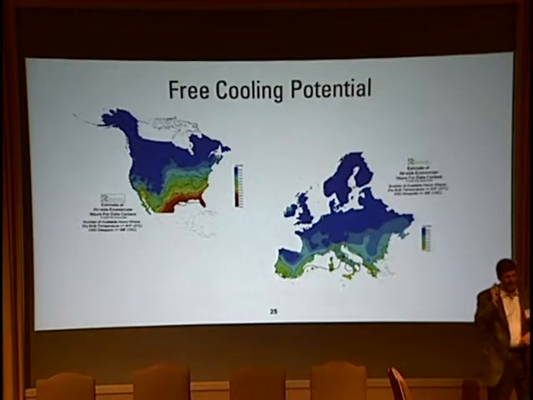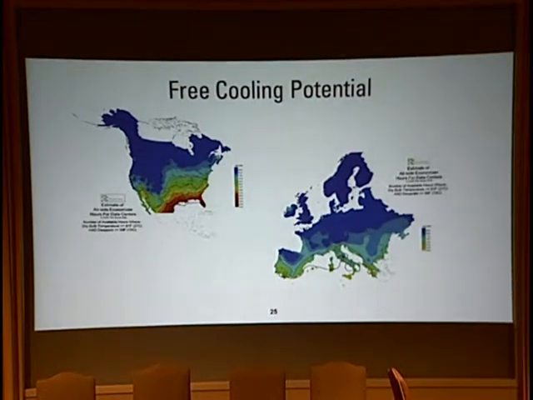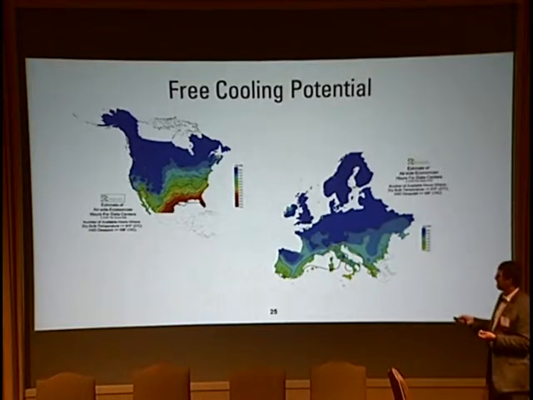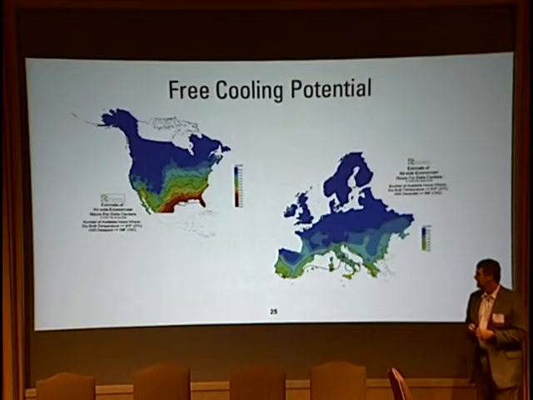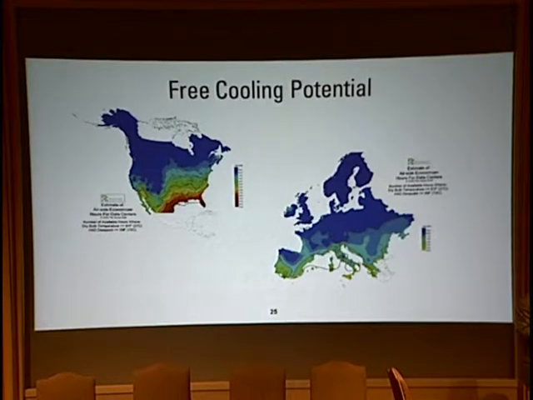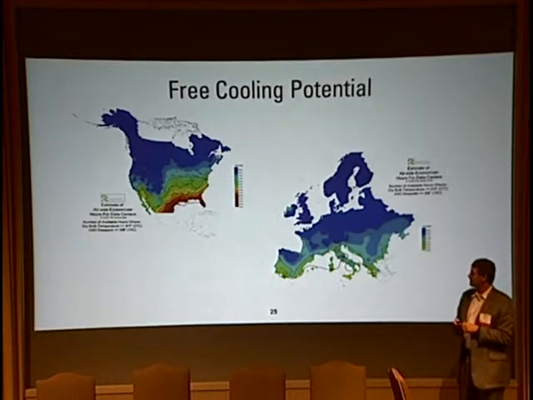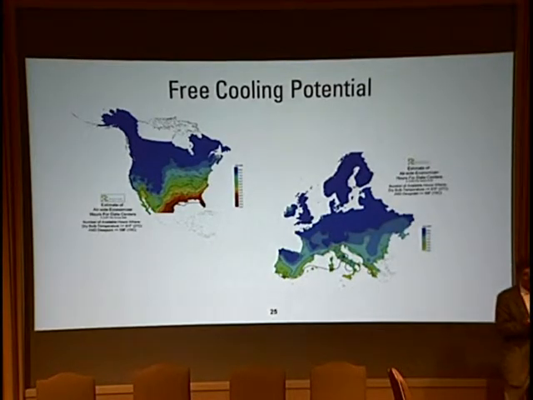So free cooling. These maps were put together by the Green Grid a couple years ago. We said, this is the potential for free cooling. If you run your data center at the ASHRAE recommended ranges, so less than 81 degrees Fahrenheit for the temperature, and the dew point less than or equal to 56, these are the hours that you could get in the different locations in North America and in Europe for using it.